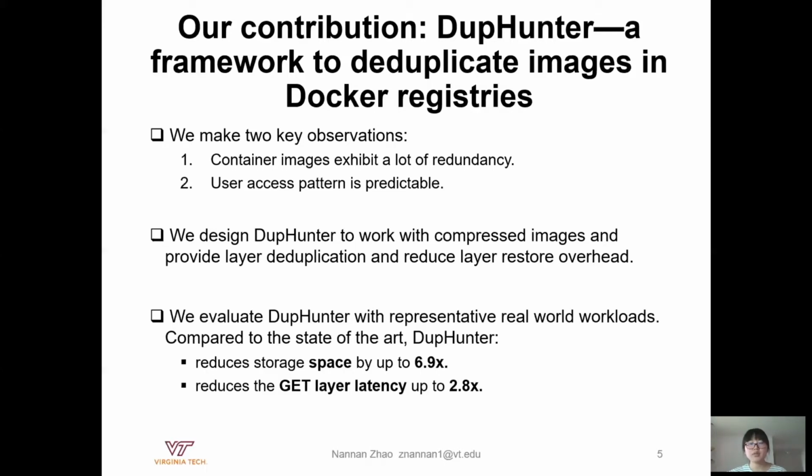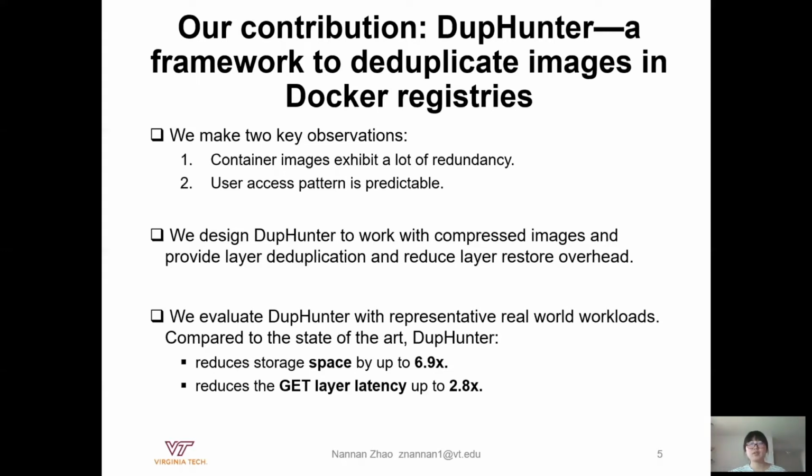Our evaluation results show that in the highest data reduction mode, DupHunter can reduce storage space by up to 6.9 times. Similarly, in the highest performance mode, DupHunter can reduce the get layer latency by up to 2.8 times compared to the state of the art.